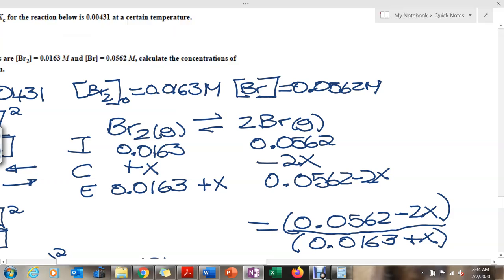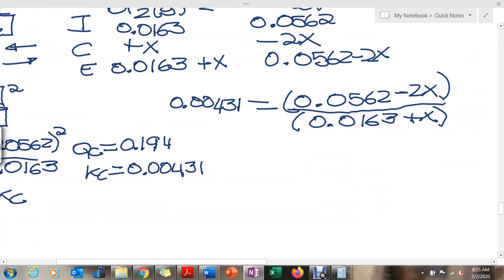Okay, and this Kc would be 0.00431. Now we have a problem here because we got a quadratic equation. Why? As this is 1, 2, 3, it's too small. So I'm not going to do the quadratic equation. You're not supposed to do it. But after finding X, the value of X, this would be a quadratic equation. Let me show you.